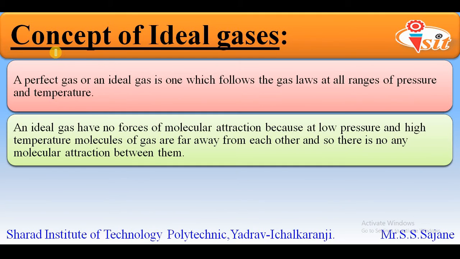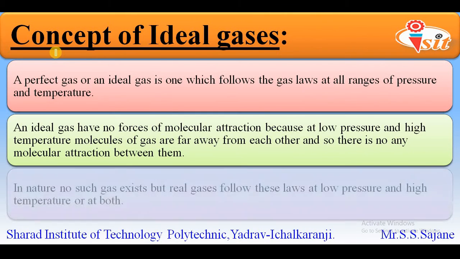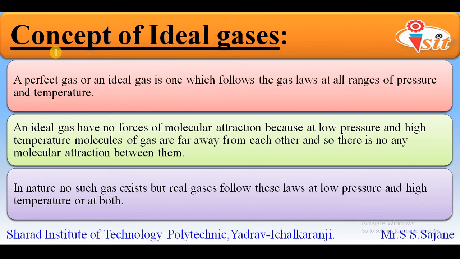In nature, no such gas exists, but real gases follow these laws at low pressure and high temperature, or at both. Many real gases such as nitrogen, oxygen, hydrogen, carbon dioxide behave just like an ideal gas, but with reasonable tolerance. They behave like an ideal gas at higher temperature and lower pressure, as under such conditions, that is at low pressure and high temperature, the potential energy of the gas molecules is very much less as compared to their kinetic energy.